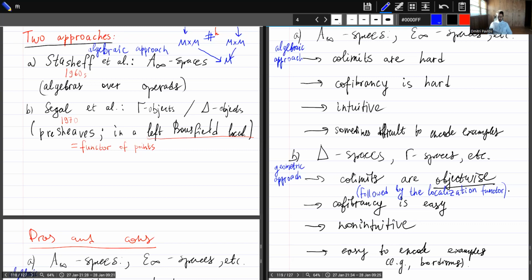However, in the algebraic setting, you do not have such a luxury because here, in a sense, you could say that objects are already defined as local objects. And since they are forced to be local objects from the very start, you are forced to apply this localization functor every time you compute a colimit. And that's why colimits are difficult in the algebraic setting.